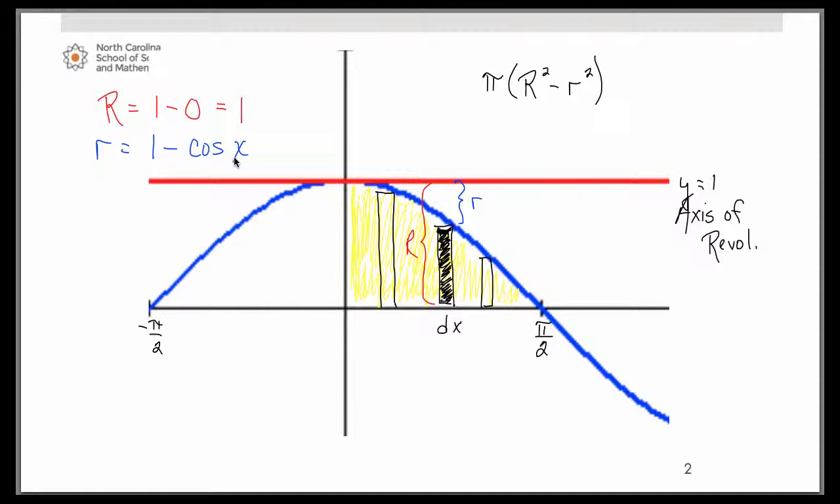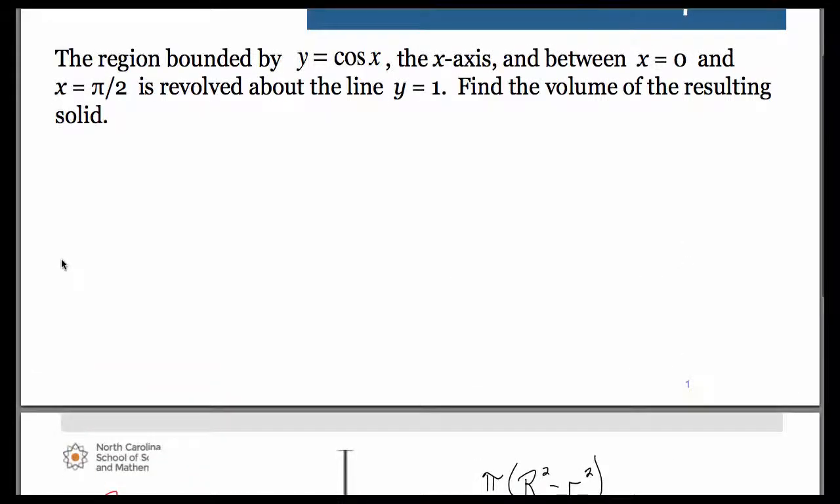So now we just have to piece it all together in a definite integral. Remember that our limits of integration will have to be x values. So in this case, we're going to use 0 and pi over 2. So let's go back to the previous slide and we'll get it all set up.